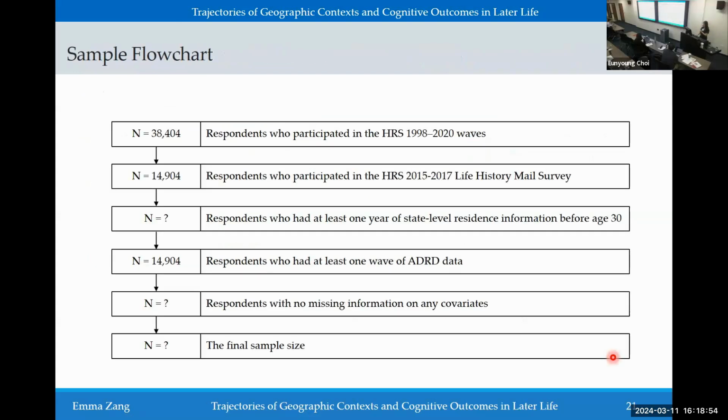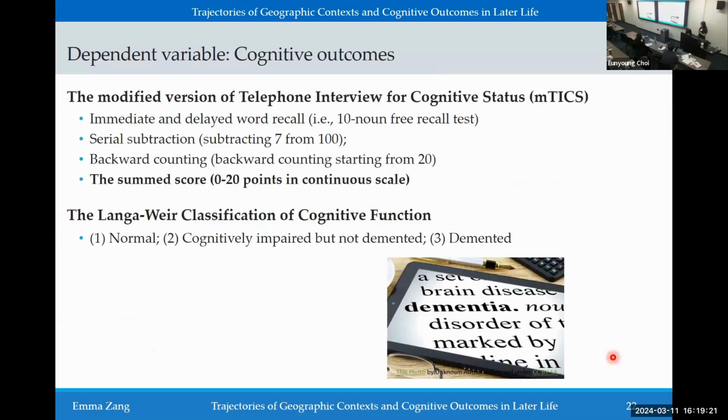So this is the sample flow chart. We haven't got the residential history data, so it's not complete, but we plan to start with all HRS participants from 1998 to 2020, and then we restrict them to people who participated in the life history mail survey, which is about half of the people. And then after we get residential history data, we're going to also do some other restrictions.